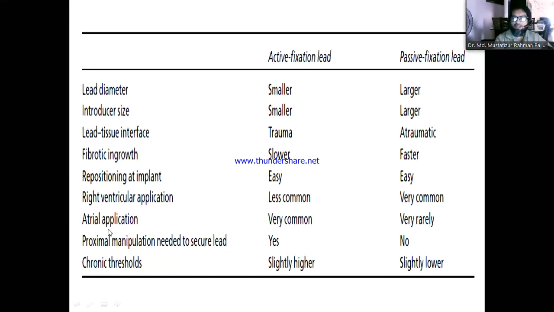And in the atrial application, an active fixation lead is very common, and proximal manipulation is needed in the active fixation lead, and the chronic threshold is slightly higher. It will not be that important for you.